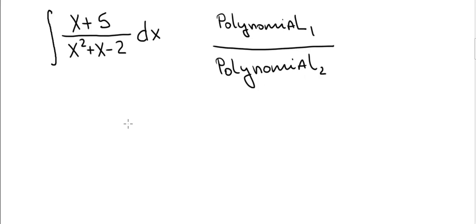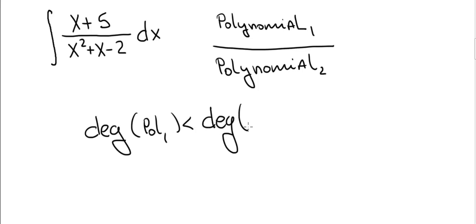Now also, we have to make sure that the degree of polynomial 1 is strictly less than the degree of polynomial 2, because if it's not, we have to perform long division to get it in the form where we can use method of partial fraction. Well, in this case, degree of polynomial 1 is 1, degree of polynomial 2 is 2, so we're okay here, and then we can proceed.